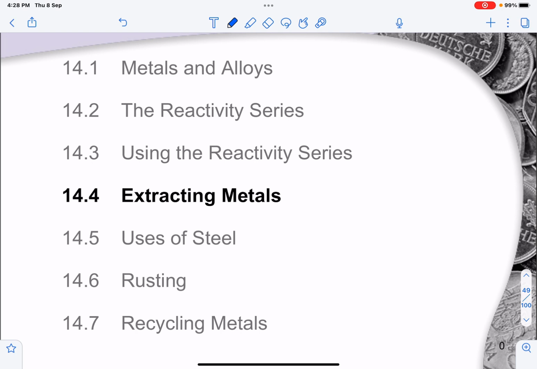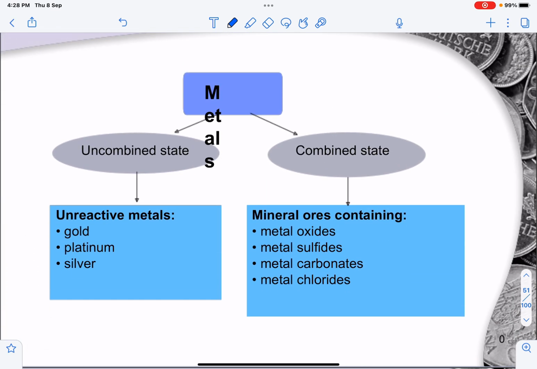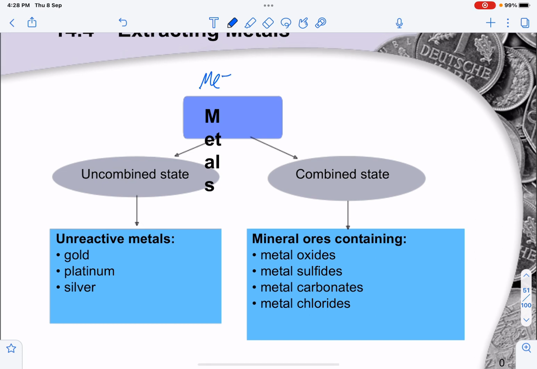Next, we will look into the extraction of metals, which is one of the common exam questions for science chemistry, especially for N-level one. So you will need to know this whole section. For metals, they tend to be in 2 different kinds of states, the uncombined state and the combined state. The uncombined state generally means that you get it in the raw form. These unreactive metals, when you go extraction or mining, you'll be able to actually get them. So you have gold, platinum and silver. They are usually there in the raw form.